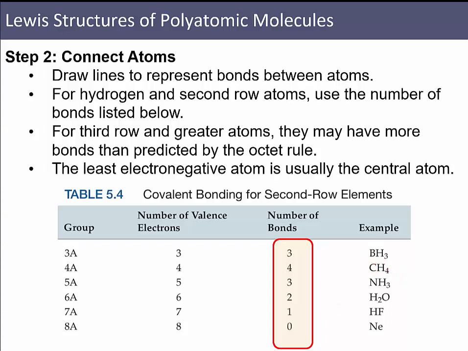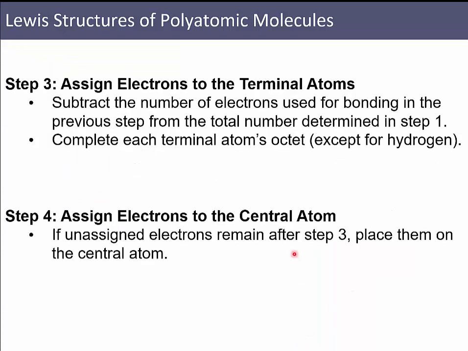All right. So step number 3 is you're going to assign electrons to the terminal atoms. So you're going to work on the outside in. So sum up, right? Pool all of our electrons. Then we're going to hook things up by forming single bonds. Then we're going to take our leftover electrons and we're going to do the outside. And then we're going to put some electrons on the inside. If you got any left over, you're going to put them on the central atom.